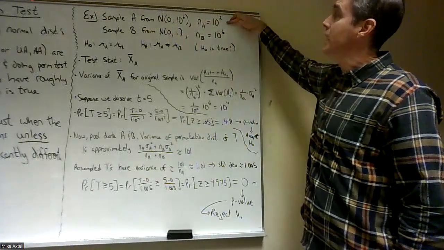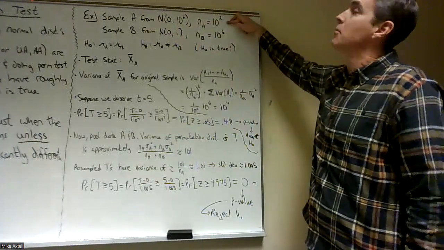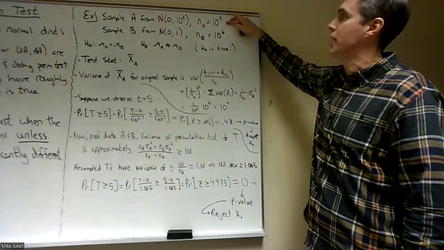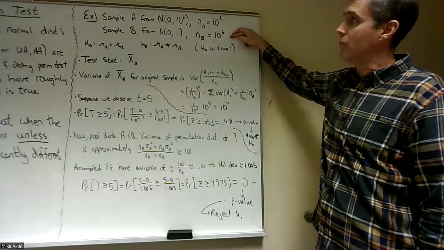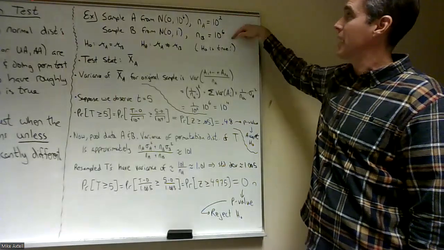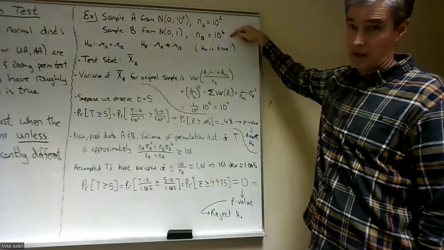I'm going to grab 10 squared people, samples from population A. So there's my sample from population A. 10 to the 6 are going to be grabbed from population B. So look, the size that I grab from each population are also radically different, okay?